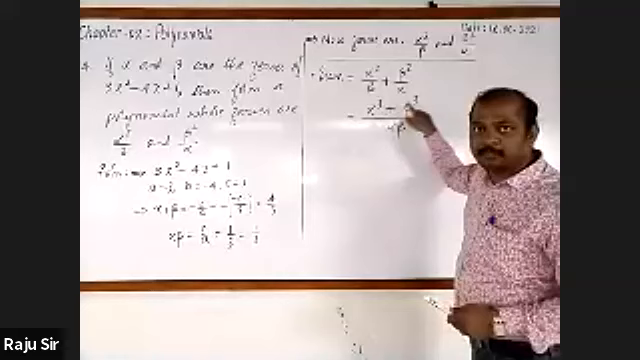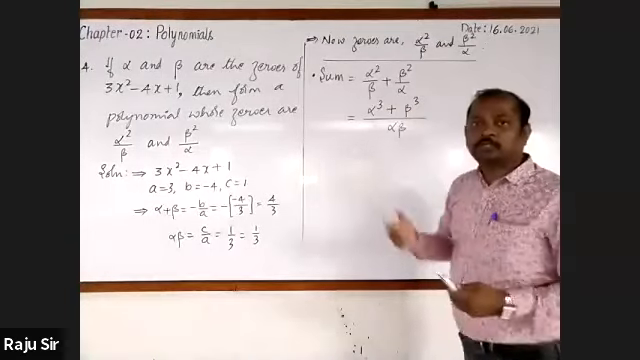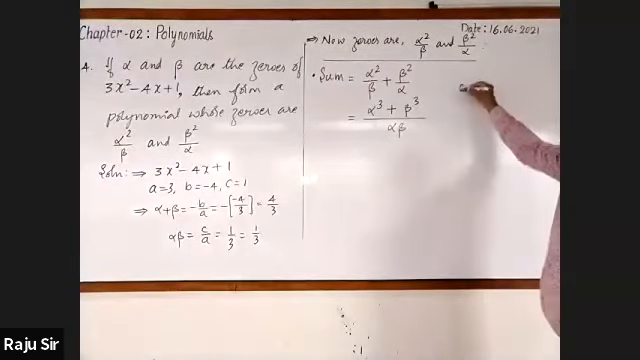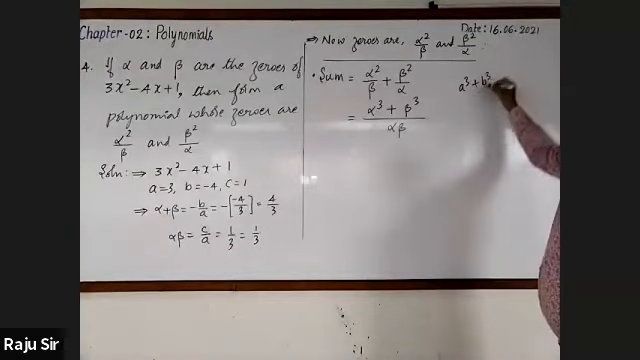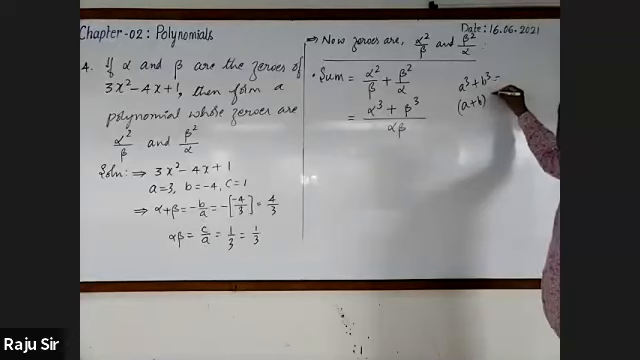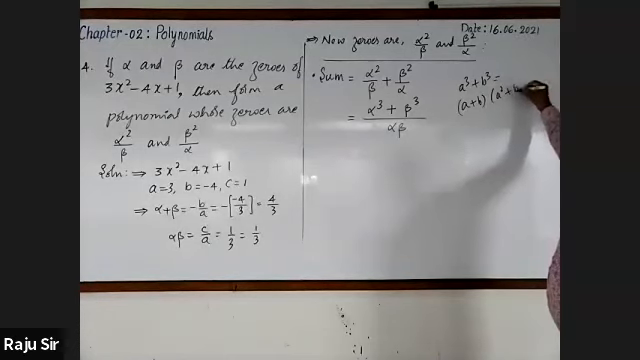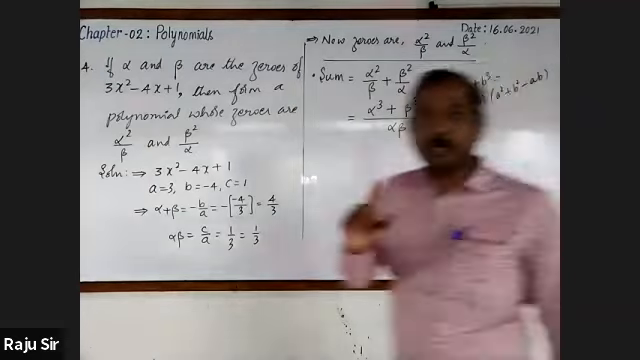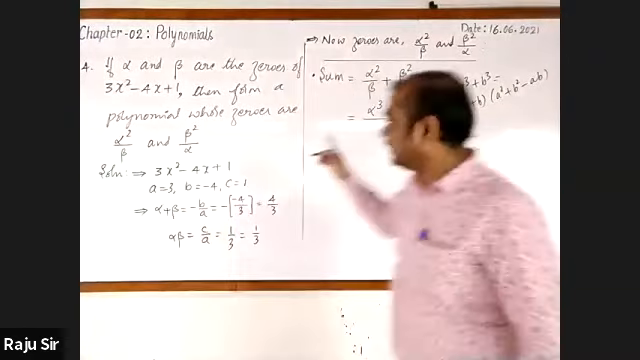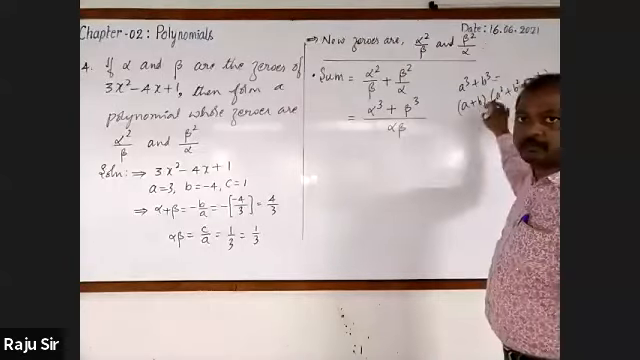Observe, the numerator is of the form a cube plus b cube, right? We know the a cube plus b cube identity. This is equal to a plus b into a square plus b square minus ab. Let us go for writing alpha cube plus beta cube in this form.